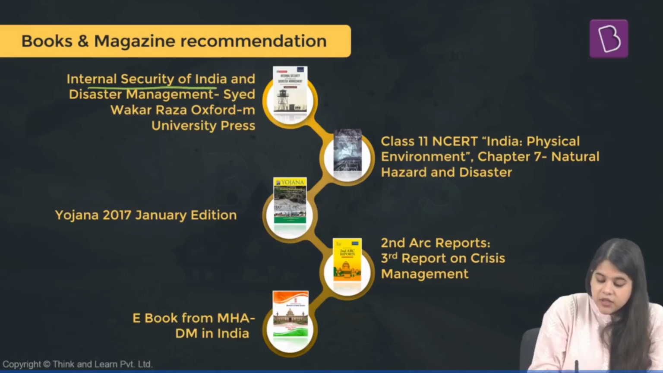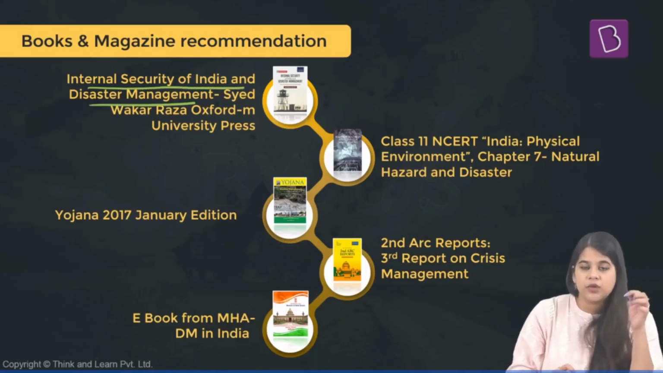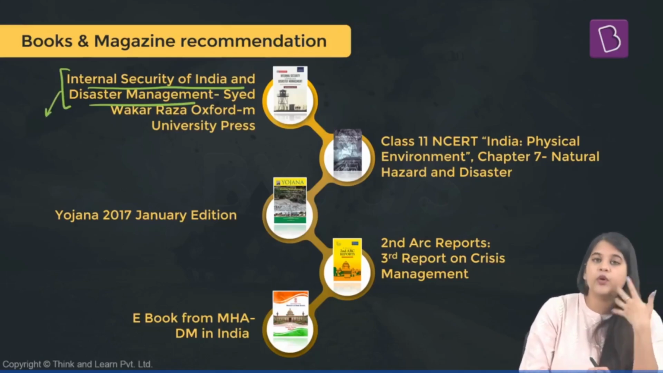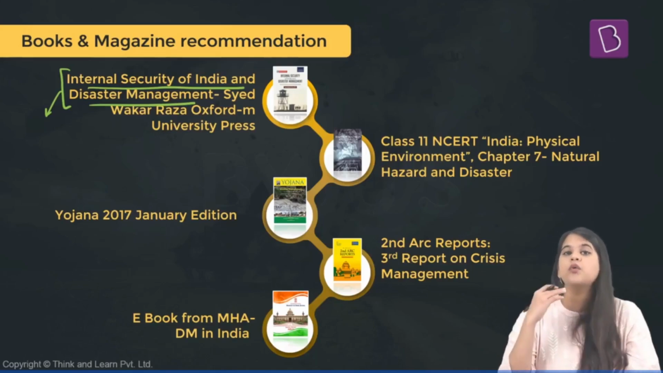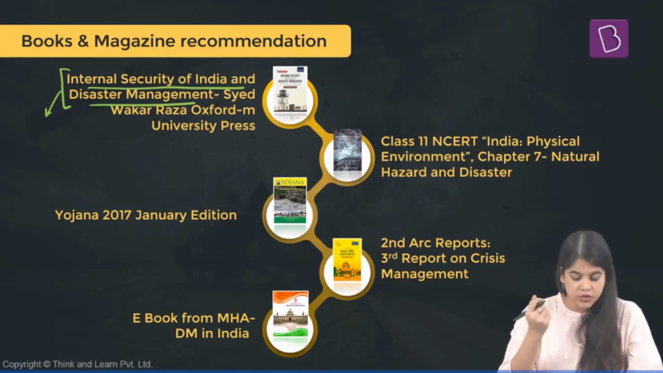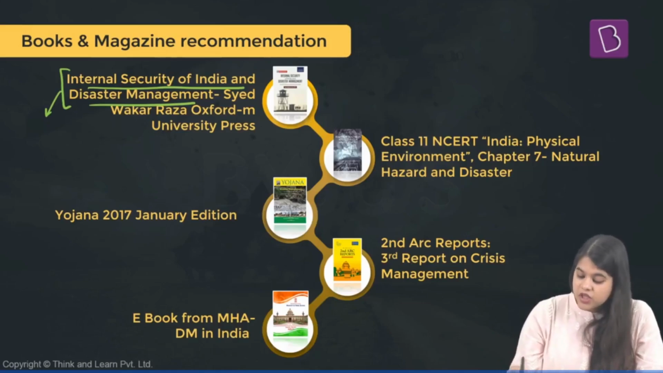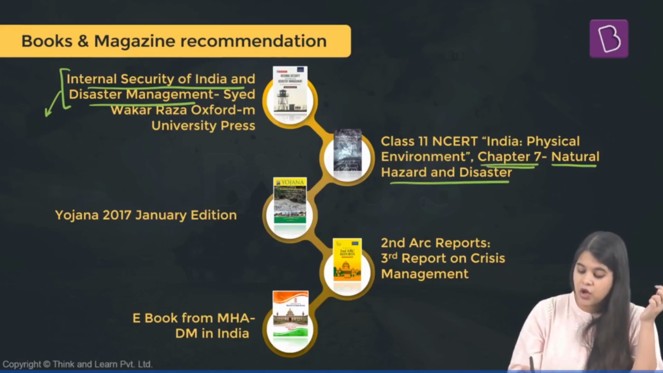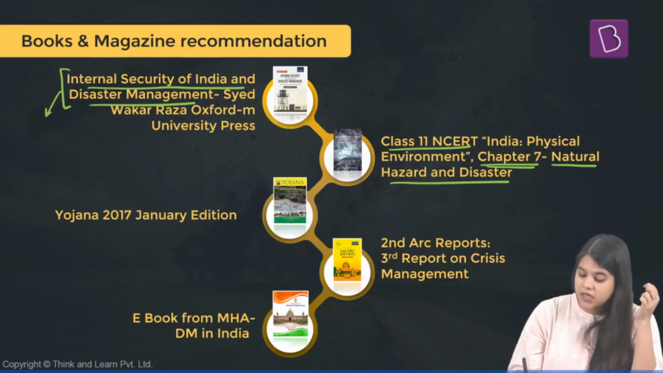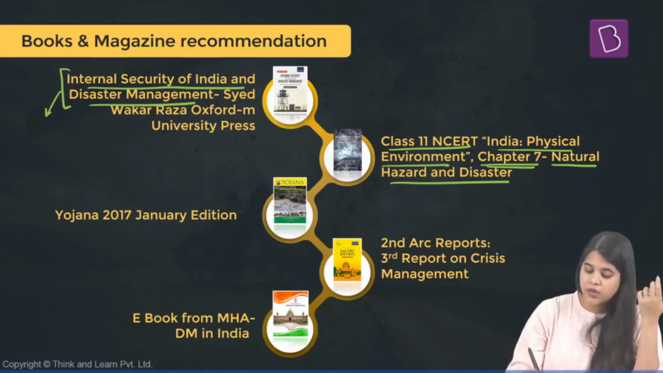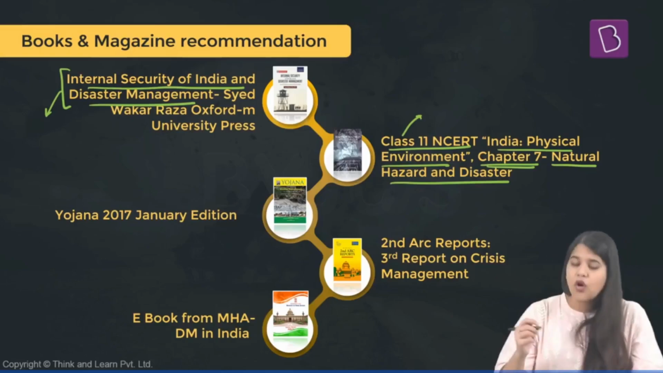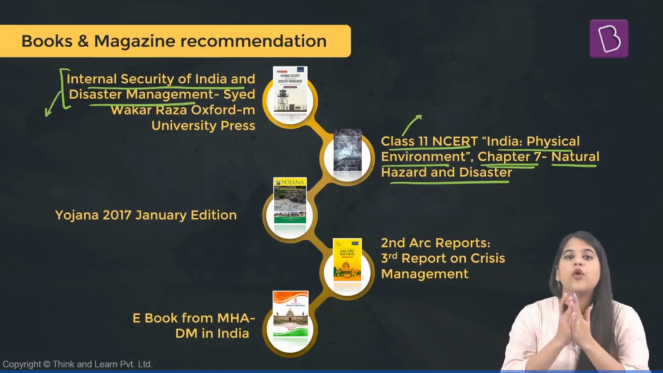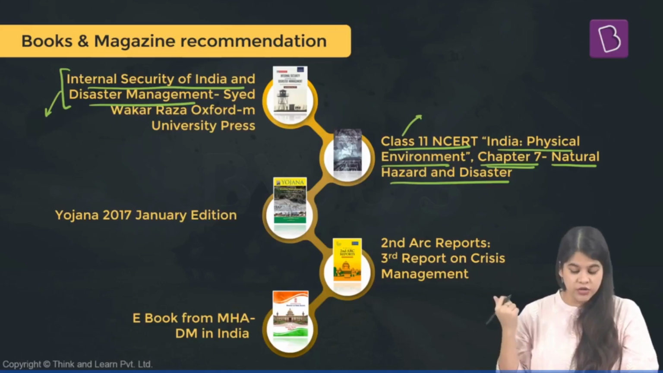First is the Internal Security of India and Disaster Management book that will be provided to you, which will have the framework of the various disasters and how the country will respond to them. Then the chapter on natural hazards and disasters, which is chapter 7 of the class 11 NCERT, India Physical Environment. You will need to take a brief read of this chapter to have a better understanding of what we'll cover in the upcoming lectures.